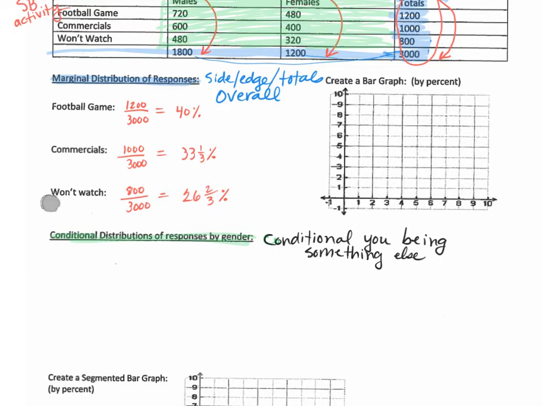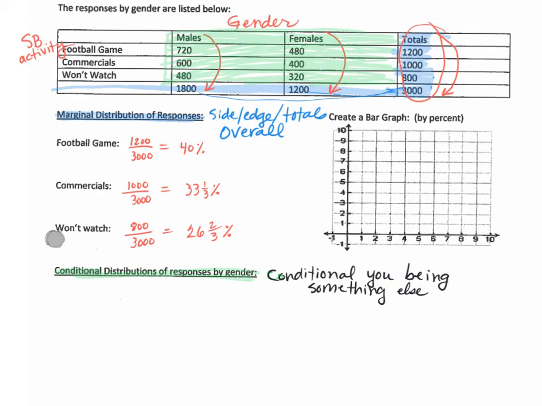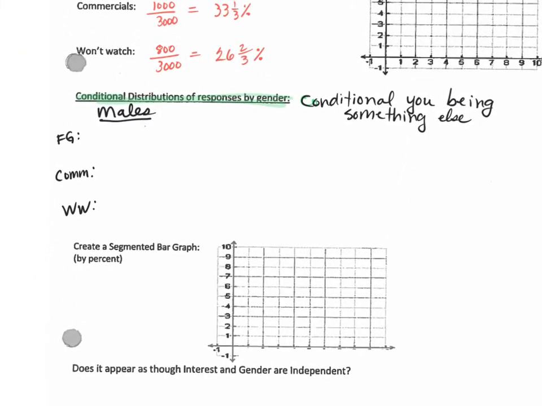What's the rate at which something happens? So, our conditional sets of data will be conditional upon you being a male. I want to know the rate at which you watch the game, watch for the commercials, and won't watch at all. See? And then I want to know conditional upon you being a female, at what rate do you watch the game, watch the commercials, or you won't watch at all. So see, I have two sets of fractions here, not just one. The first one was the overall rates. This one will be the two subsets.